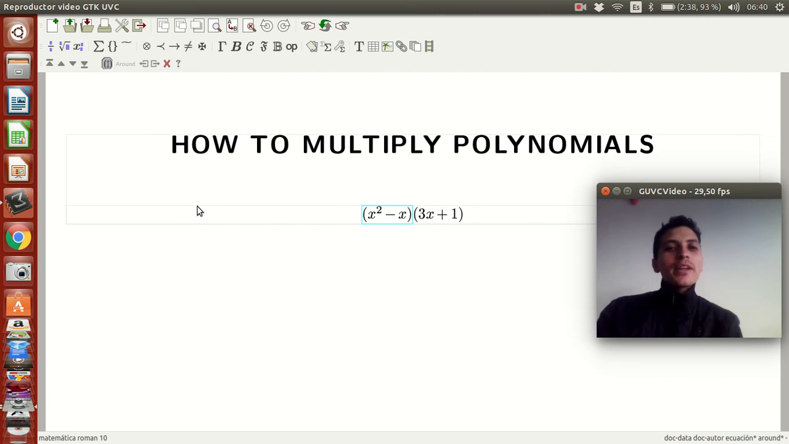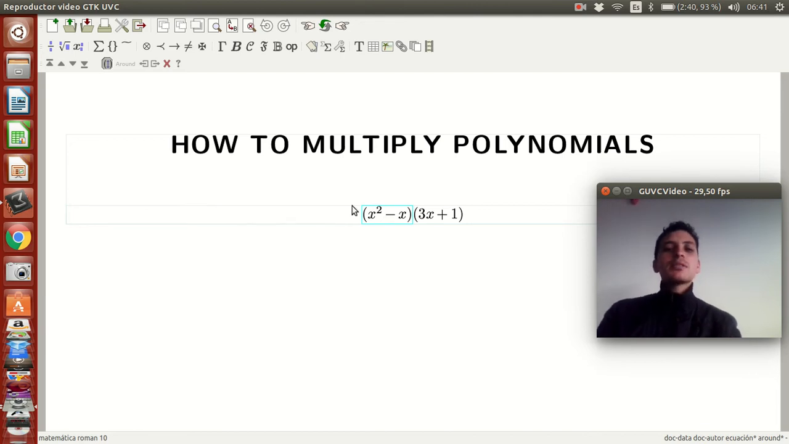Do you want to know what is the method to multiply any polynomial? It doesn't matter if they are trinomials, binomials, anything. Or are you interested just in the method of multiplying binomials? So this is the place. Welcome. We're going to see how to multiply polynomials.